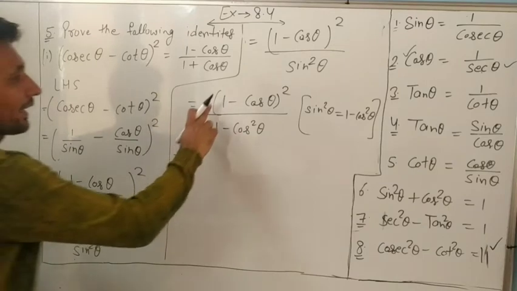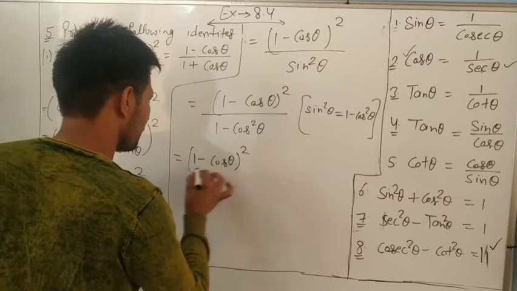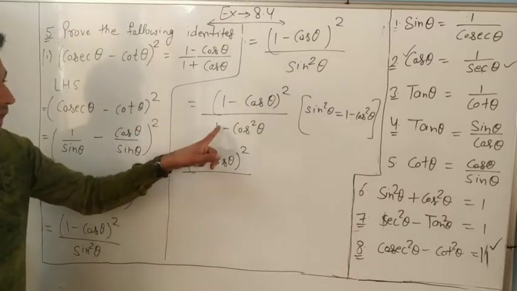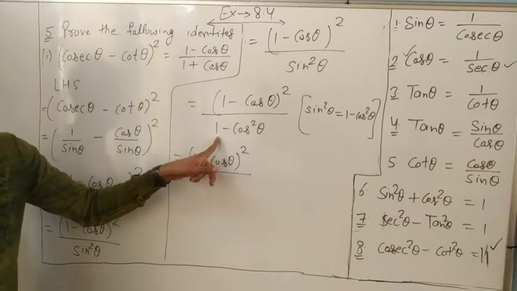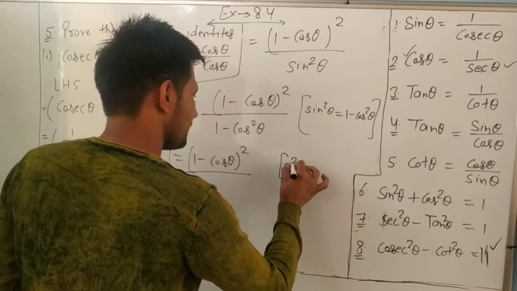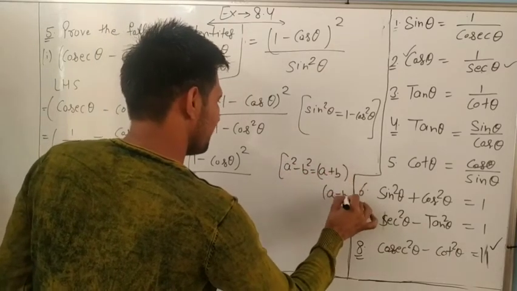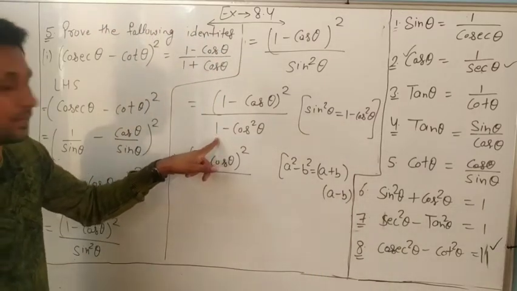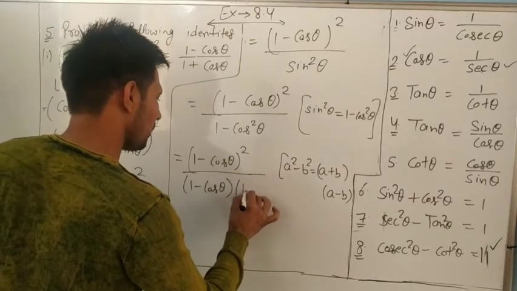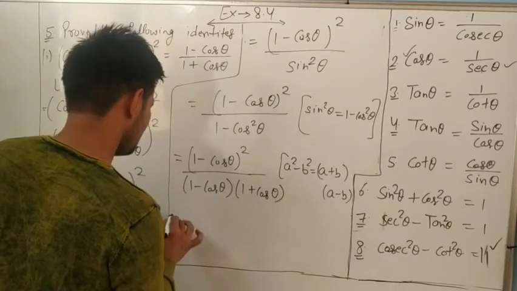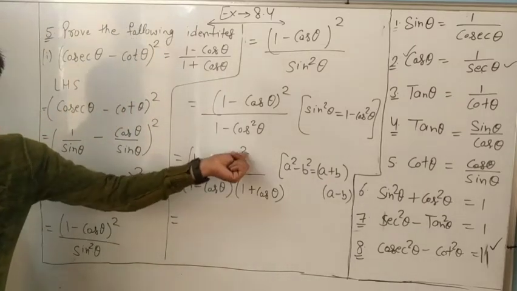So look here. Can we write it as 1 square minus cos theta square, because 1 square is always 1? So it is a square minus b square, which is always (a plus b) into (a minus b). A is 1. So it is (1 minus cos theta) into (1 plus cos theta). Look, in the numerator it is (1 minus cos theta) whole square.